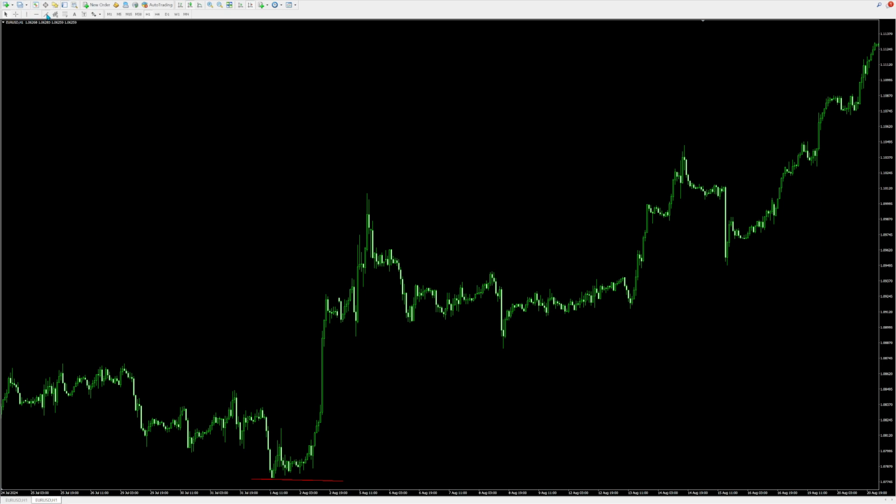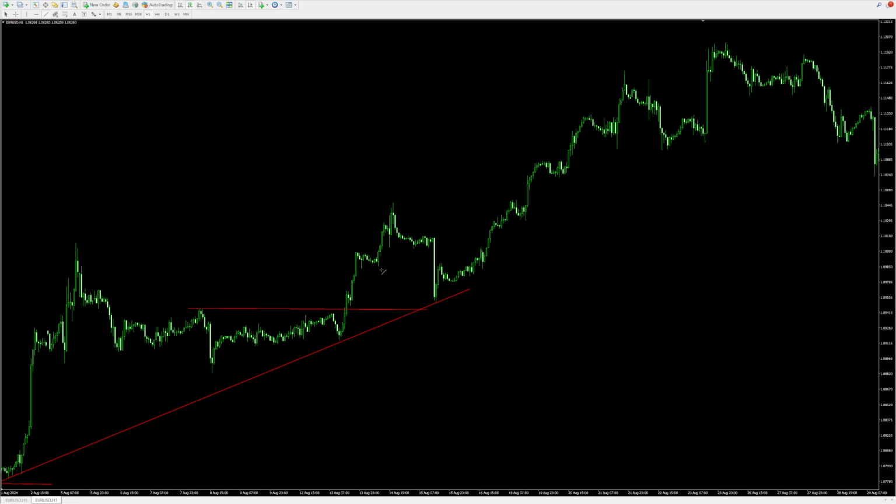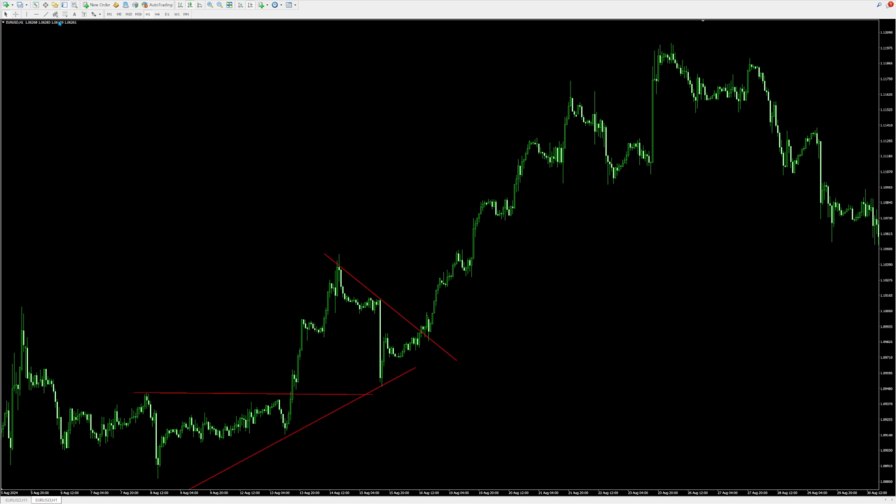Support. Market's making higher lows. So what do we do? We're going to look to buy into an uptrend. Wedge pattern, resistance, breakout. You can see this big breakout candle. Traders are watching these levels. Same thing here. Okay, resistance, breakout.